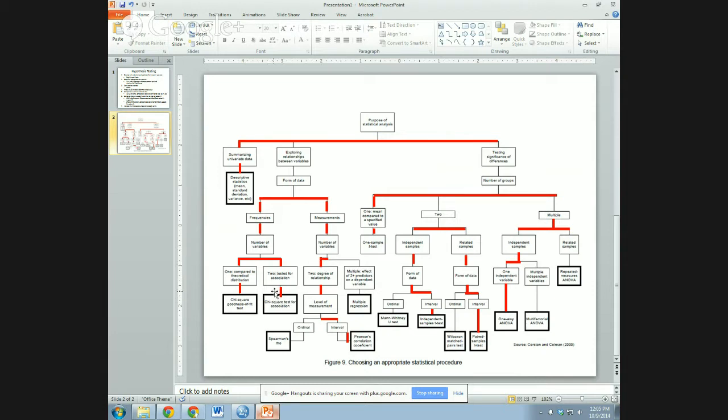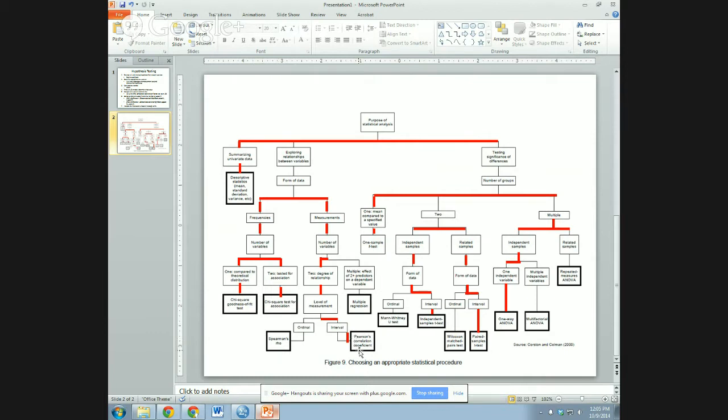Chi-square tests ask whether categorical variables are related. This tests how related they are. To do that with interval variables, we use what's called the Pearson's correlation coefficient, also known as r. If we are testing the level, degree, or strength of a relationship between categorical variables, we can use what's called Spearman's rho, the Greek letter rho.